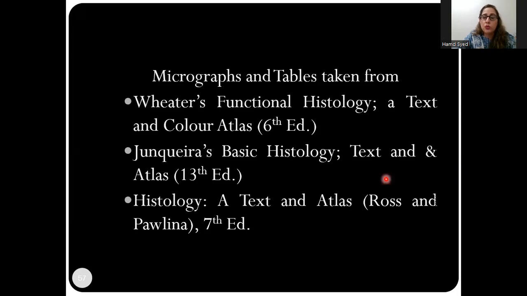So this concludes today's lecture. Our topic was the histology of the adrenal gland, and the source of this lecture I have shared with you in this last slide. The micrographs and the tables were taken from these books of histology, and I hope that was a concise lecture, and I was aiming at covering the most essential and basic aspects and discussing them with you in detail.